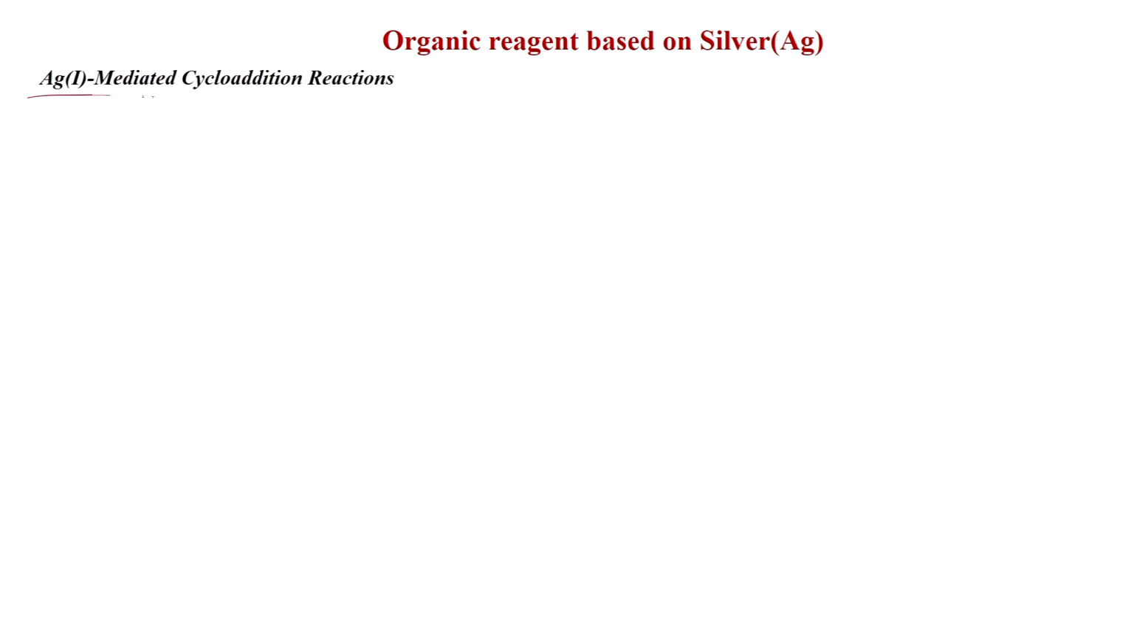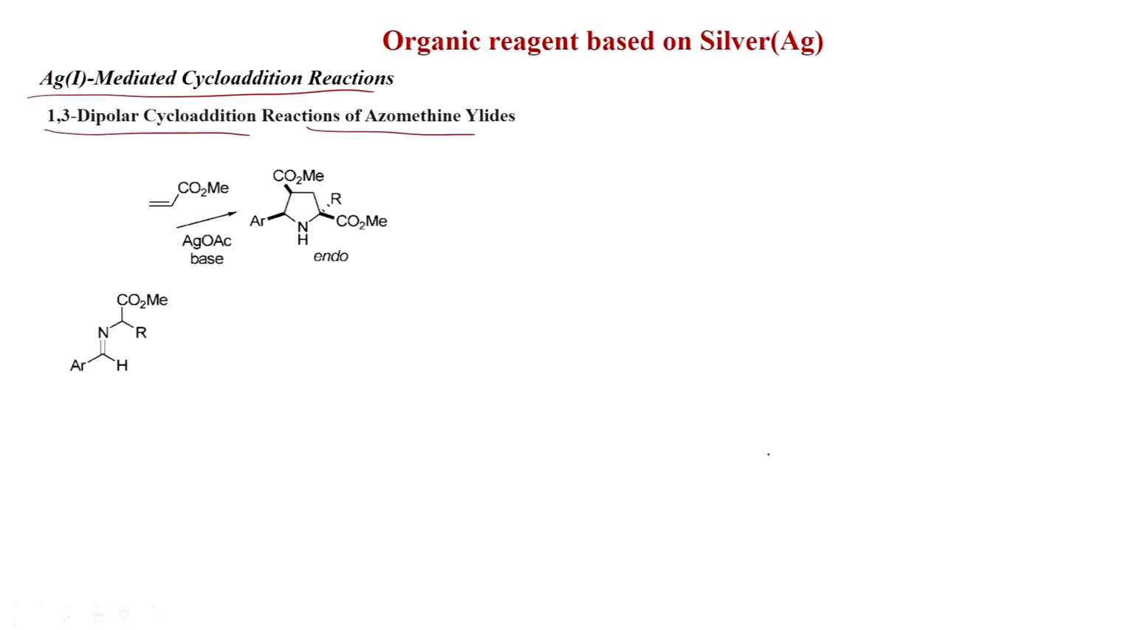Now, silver mediated cycloaddition reactions are also possible. 1,3-dipolar cycloaddition reactions of azomethine ylides. Here there is a hydrogen and that is removed with a base, and then you can get the azomethine ylide. And now different electrophiles can be treated, like here methyl acrylate will give this. So, this is the endo product, CO2Me and Ar are on the same side.